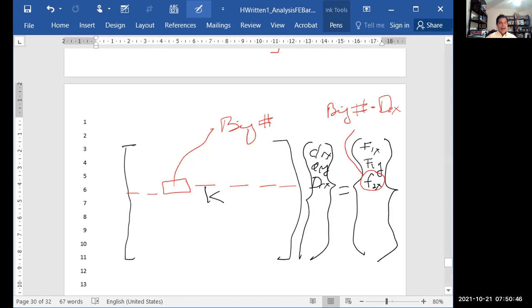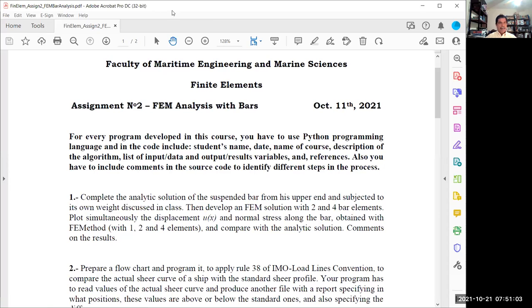Okay, let me go back now. Then I have to close this. And I'm going to open the homework if I can find it. Here it is. People, can you see the homework?